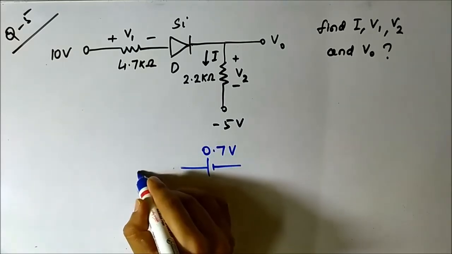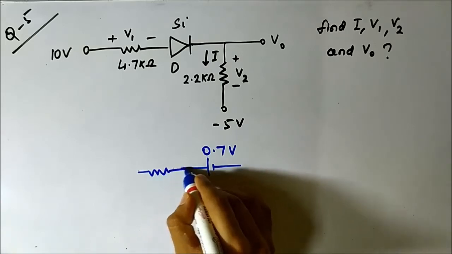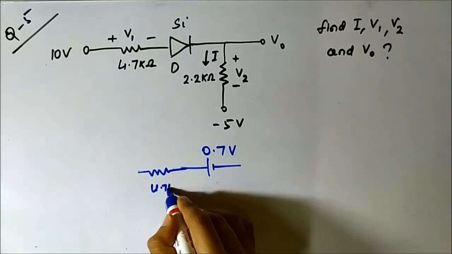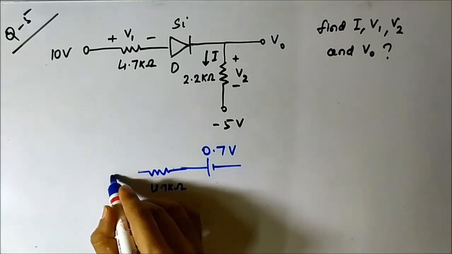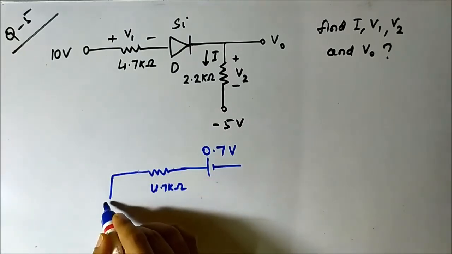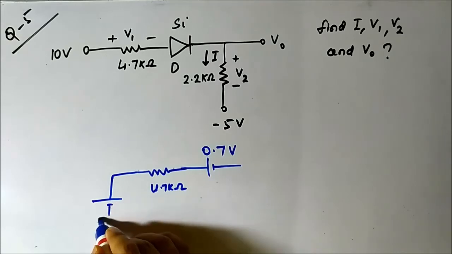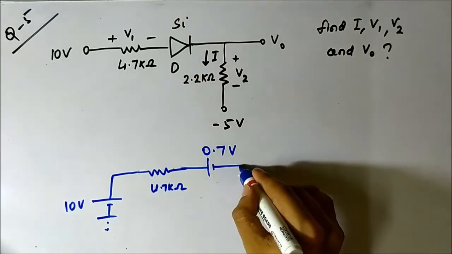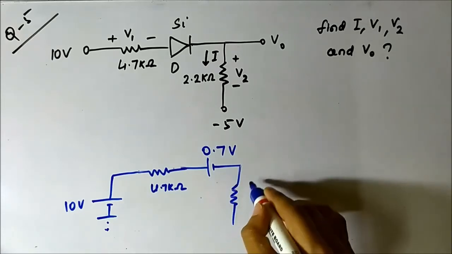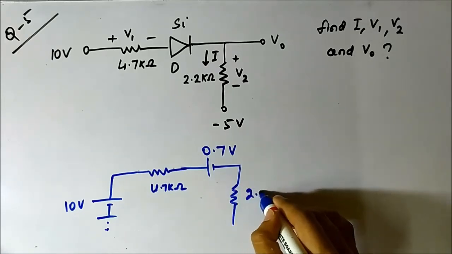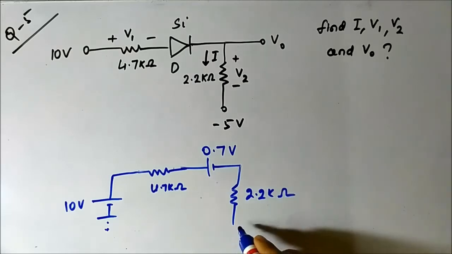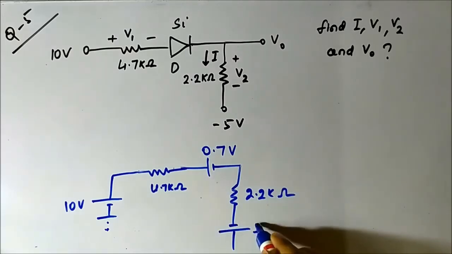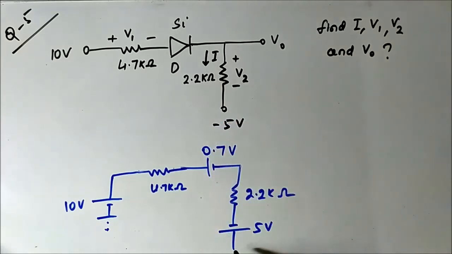Then we will include the resistor 4.7 kilo ohm, then the voltage 10 volt, then this 2.2 kilo ohm, and this 5 volt. This is 5 volt, -5 volt it has been given.